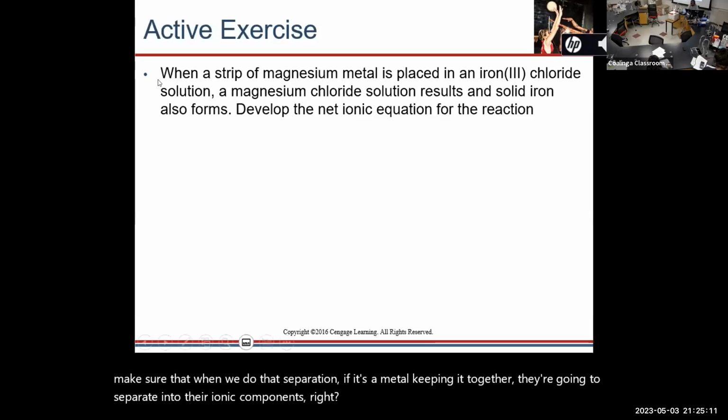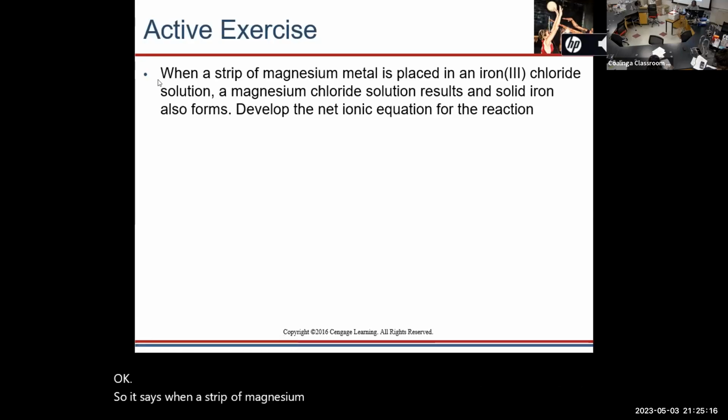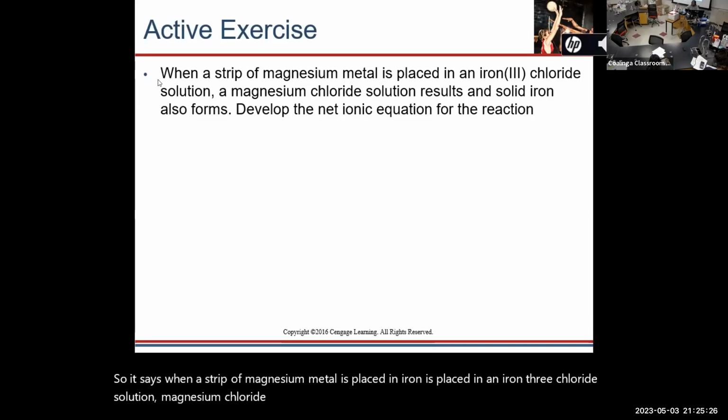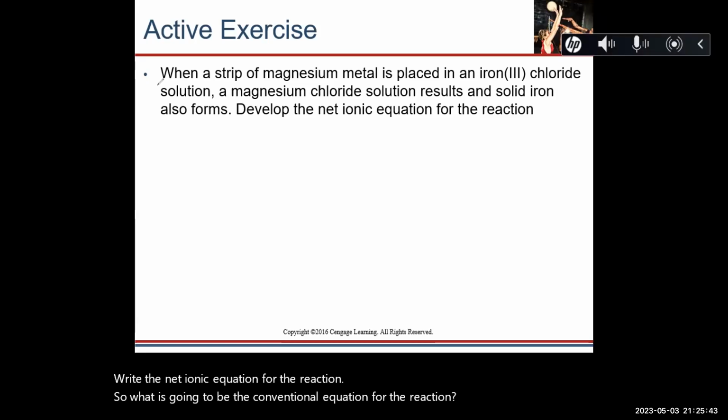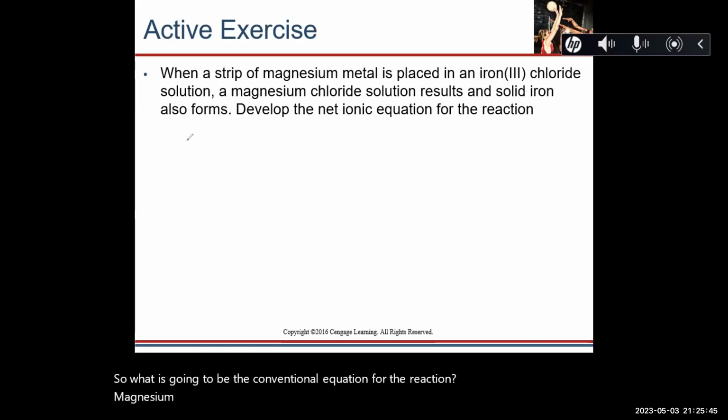Okay. So it says, when a strip of magnesium metal is placed in an iron 3 chloride solution, magnesium chloride solution results, and iron forms. Write the net ionic equation for the reaction. So what is going to be the conventional equation for the reaction? So magnesium plus the iron 3 chloride.